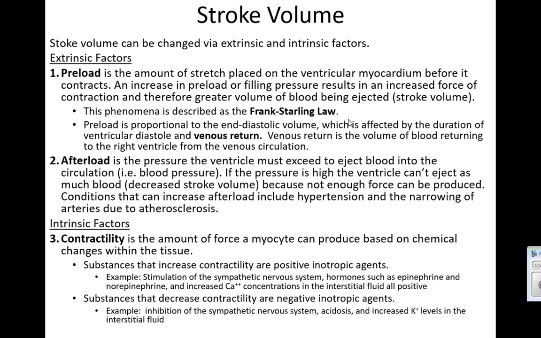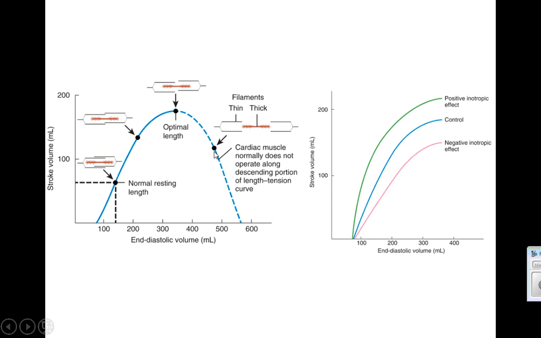So the 2 extrinsic factors, preload, which is described as the amount of stretch placed on the ventricular myocardium before it contracts. If you increase preload or filling pressure, it's going to increase the force of contraction, therefore a greater volume of blood will be ejected, which means stroke volume is increased. Okay. It has to do with that length-tension relationship that we learned about. The ideal stretch of the sarcomeres within the muscle, therefore affecting cross bridges.